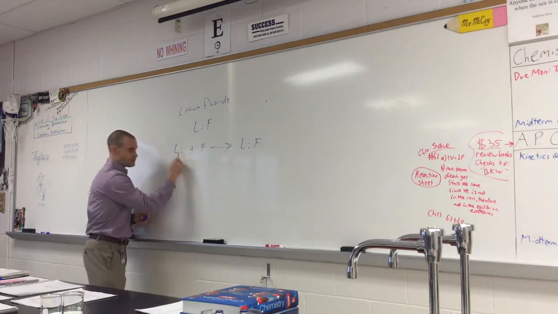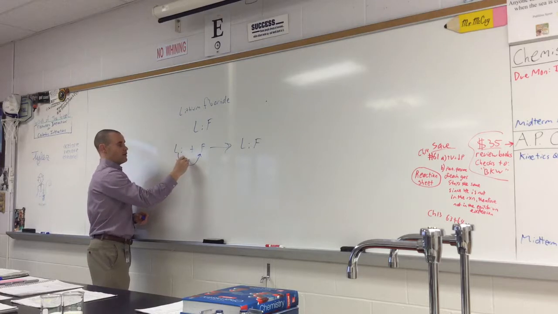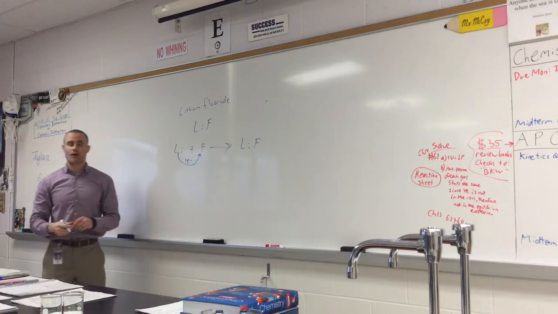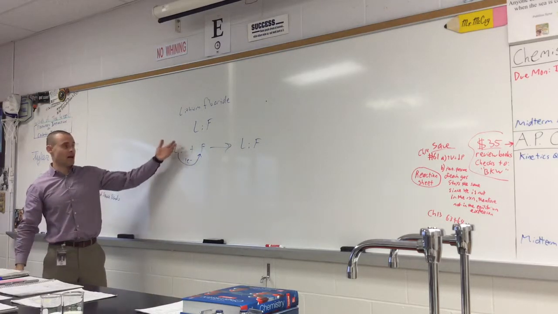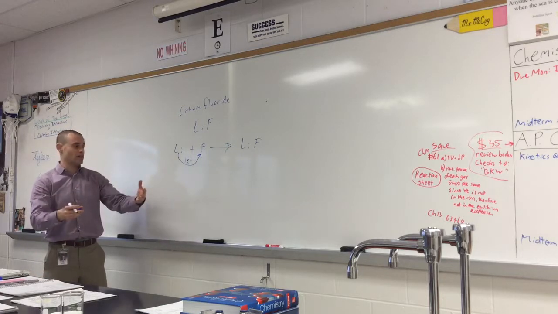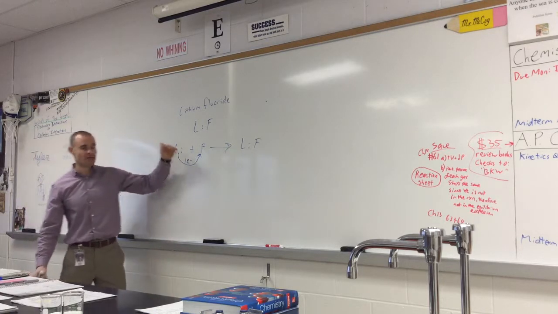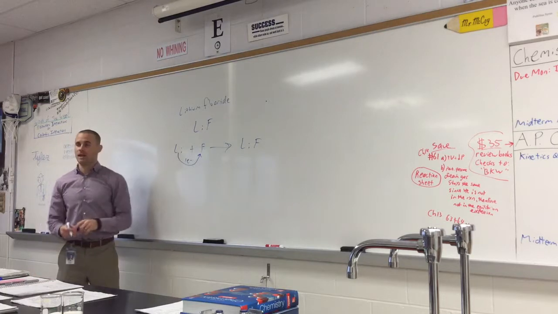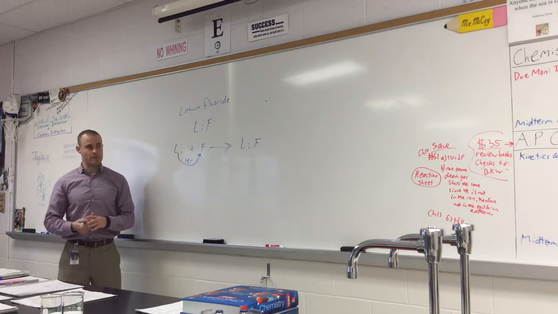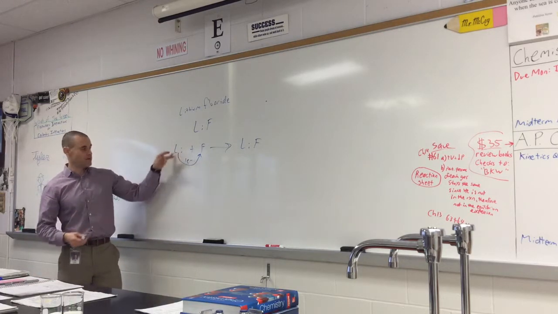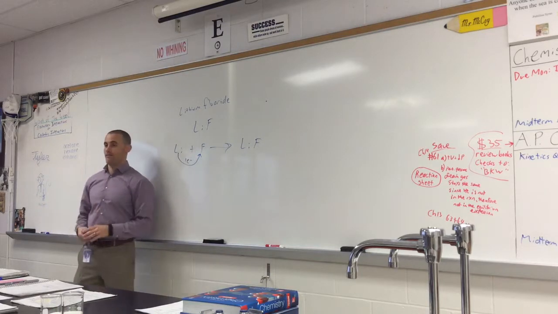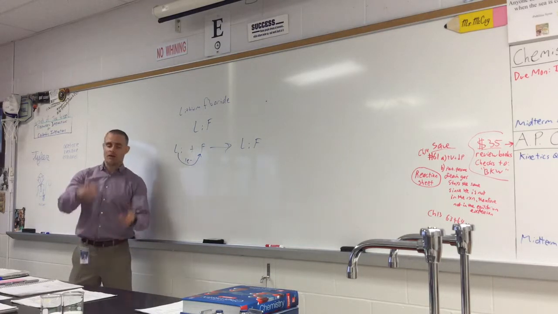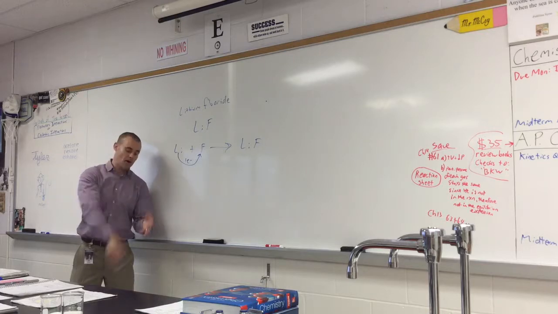So lithium is giving, I want you to write this, lithium is giving fluorine 1 electron. That's what happens in ionic bonding. They transfer electrons. Metals always lose electrons. Nonmetals always gain. Every time. There's never an exception for that. Metals lose, nonmetals gain. Why? Because they want to be stable. They want a full valence shell. They want a complete octet.